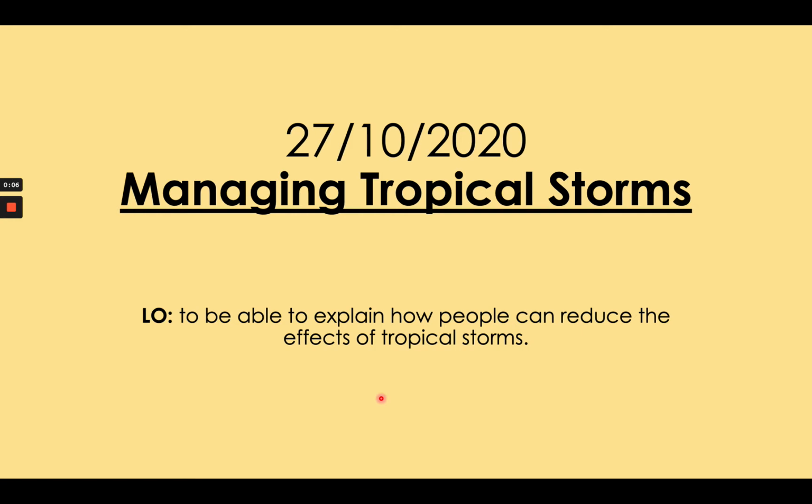In this lesson we bring together our understanding of tropical storms and we come to this conclusion, which is there are ways that we can manage them to protect countries and their people from the devastating effects of tropical storms. Let me show you how. Please write the date, title and learning objective and have a pen and paper ready to learn.